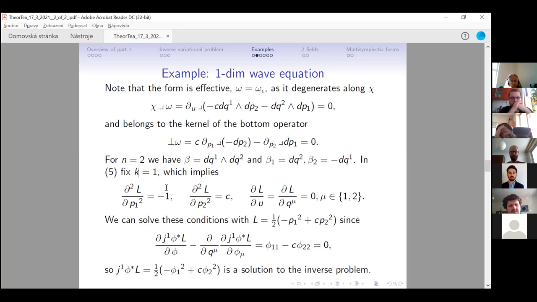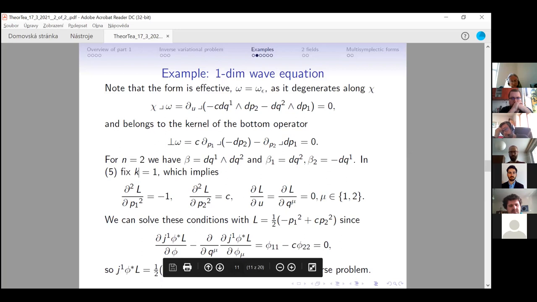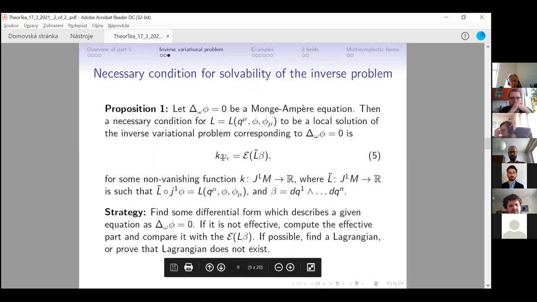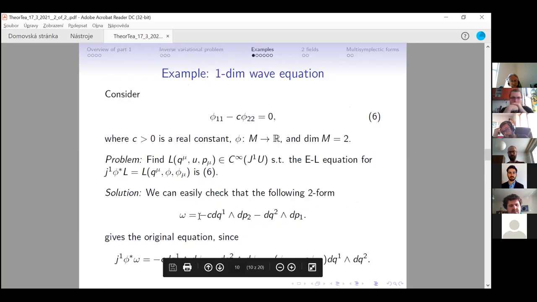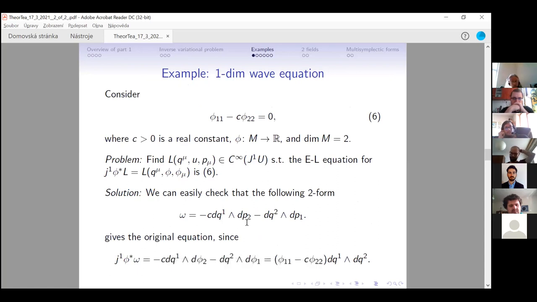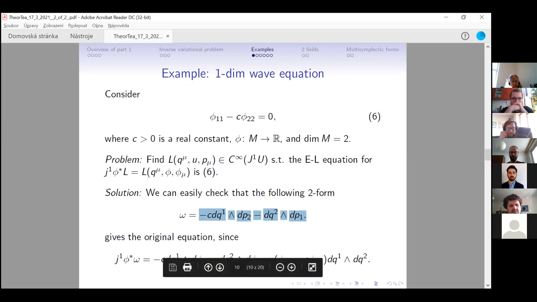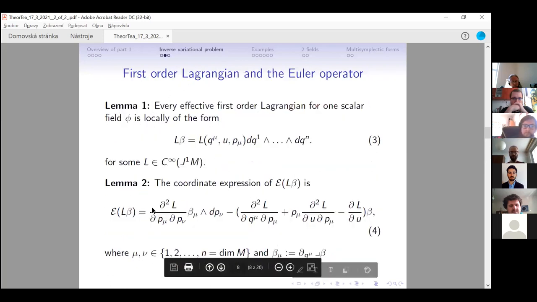And if we compare, what do we want to compare? Omega E with E L beta. Omega is this guy. Because it is effective, it is equal to its effective part, right? So I'm comparing this guy with this guy, 4.